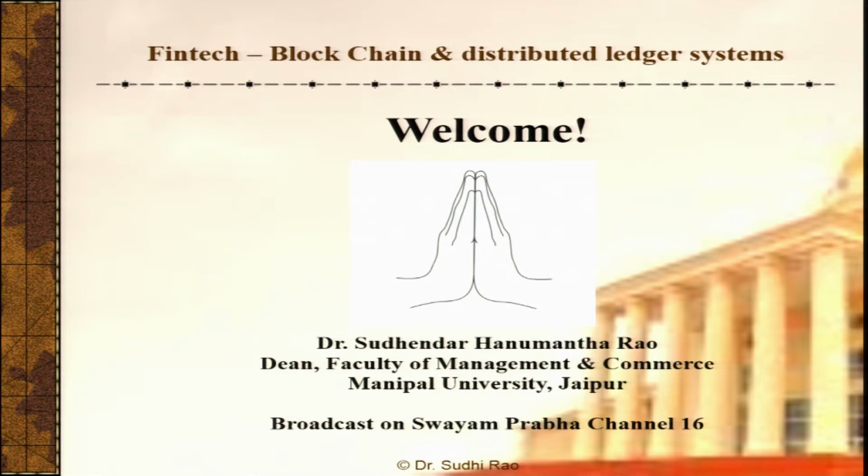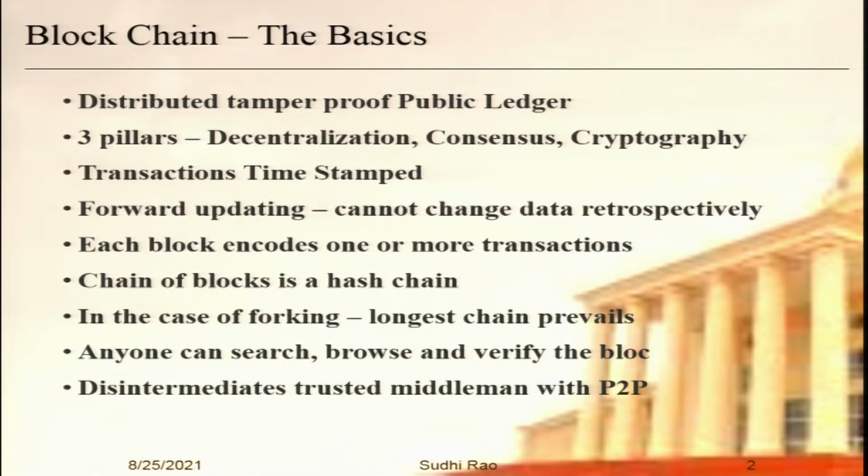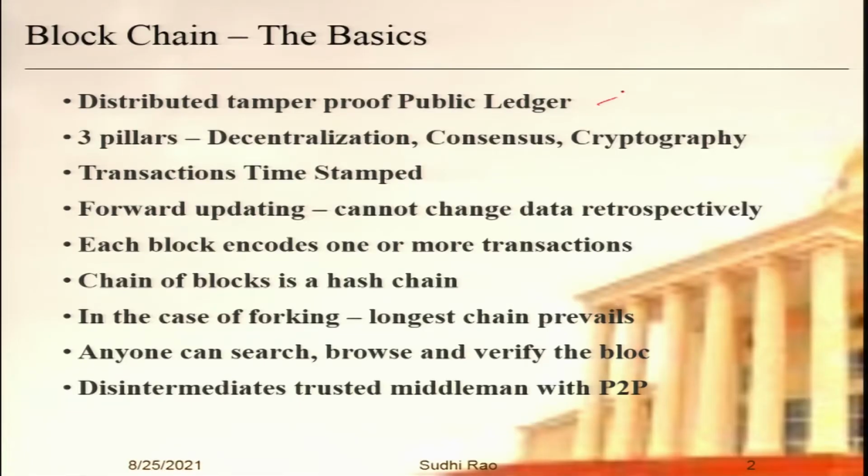Let us get started. Let us understand the basics of blockchain. Before we go into what exactly blockchain is, let us understand some basic characteristics and fundamentals, to see why it is called blockchain, what it is and why it is so important. One is that it is called a distributed tamper proof public ledger. Generally, there are other types of blockchain too which are not public, which are private and things like that. In general, it is a distributed public ledger and tamper proof.